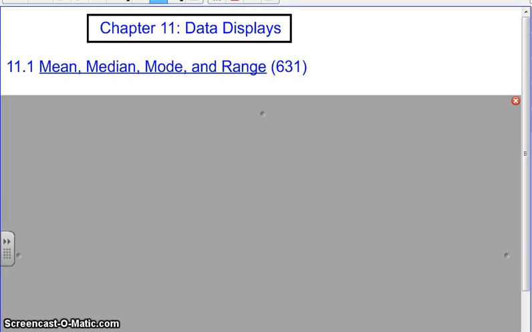Okay, good. So we're into chapter 11. We're going to talk about data displays. And this is hopefully super comfortable and you're going to feel really good because you've been doing these kinds of things since you were probably in kindergarten. They do statistical stuff in kindergarten. And you've actually used mean, median, mode, and range. You've already used these many times.